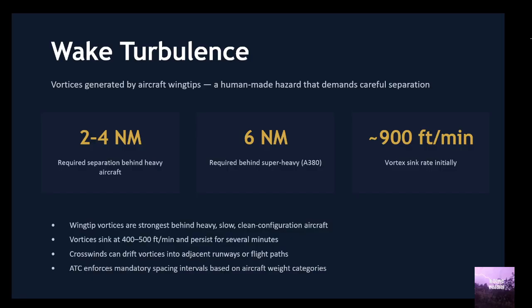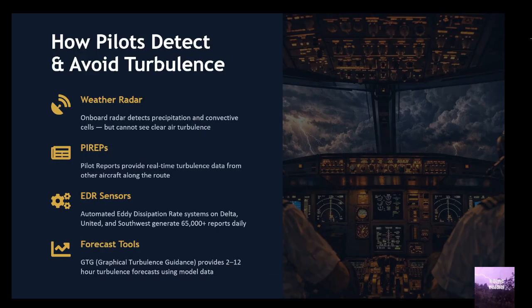Wingtip vortices are strongest behind heavy, slow, clean configuration aircraft. Vortices sink at 400 to 500 feet a minute and persist over several minutes. Crosswinds can drift vortices into adjacent runways or flight paths. ATC enforces mandatory spacing intervals based on aircraft weight categories.